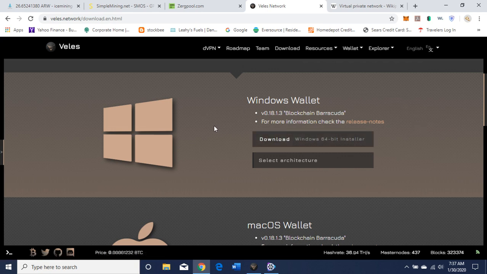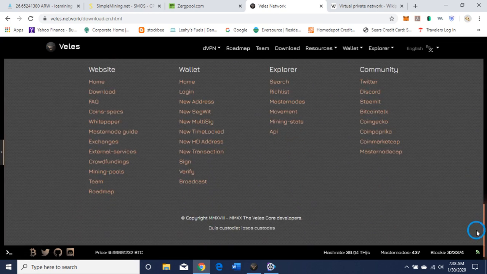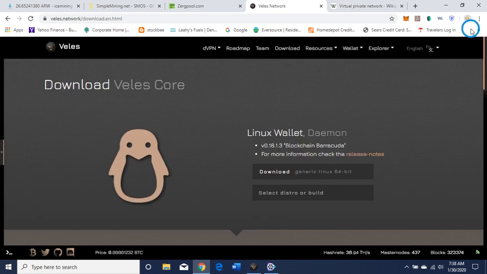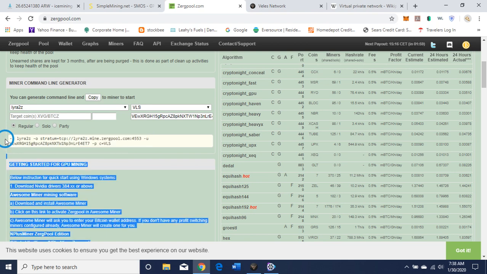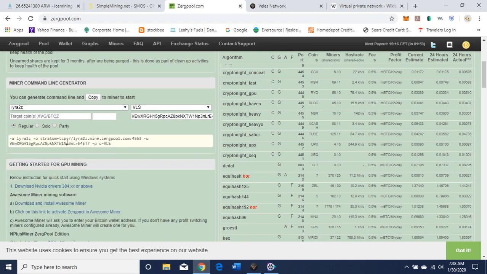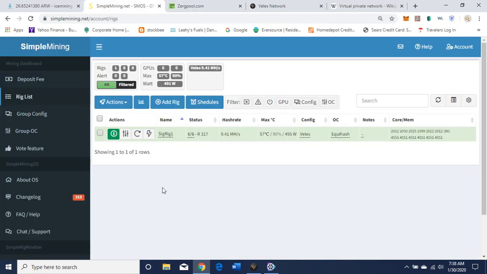We know about the project a little bit. And again, check it out more in depth. Here are their social media links and their white papers up here. Or you can scroll all the way down to the bottom and get it there. Okay, so I'm going to go over to Zerg Pool, Lyra2Z, VLS for Veles, and here it pumps out your command line generator. So here's your command line. You're going to copy and paste that into your miner.